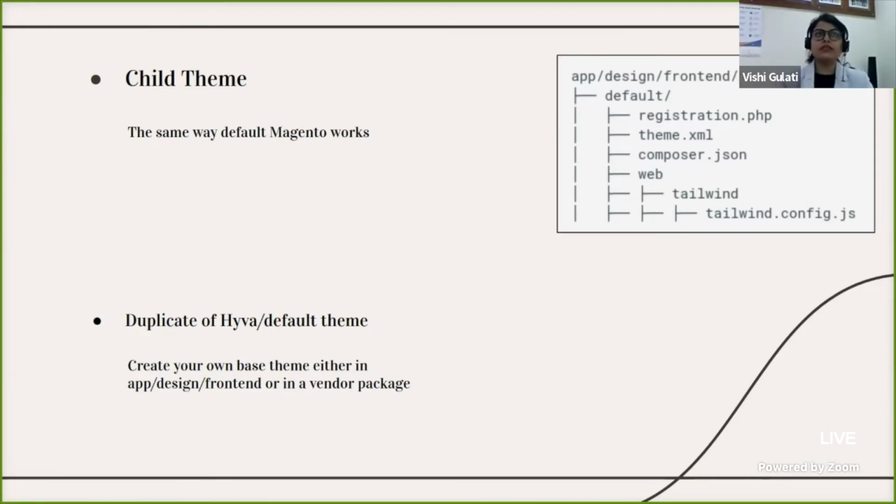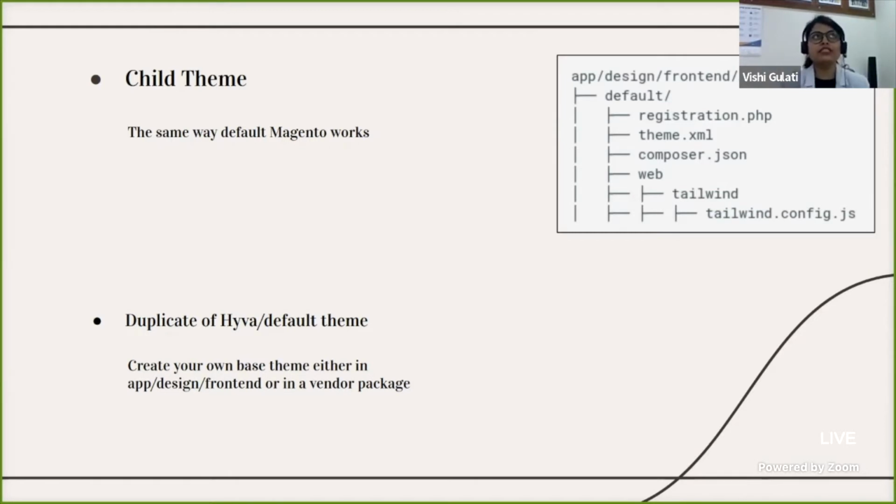Just because if you want to change a lot of things in a child theme, then you end up with a large CSS file which you don't need. So that's why go for the duplicate. If you are creating a duplicate theme, then you have two options. You can create it in the vendor theme package, or you can create it in app design frontend.